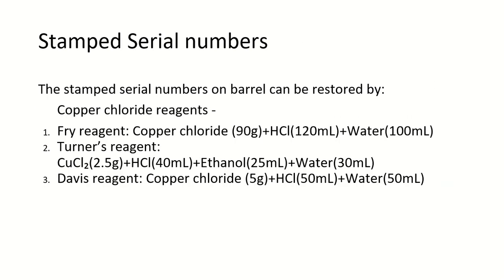Stamped serial numbers on a barrel can be restored by copper chloride reagents such as Fry's reagent, which consists of 90 gram copper chloride, 120 ml hydrochloric acid and 100 ml water. Turner's reagent: 2.5 gram copper chloride, 40 ml HCl, 25 ml ethanol and 30 ml water. Davis reagent: 5 gram copper chloride, 50 ml HCl and 50 ml water.